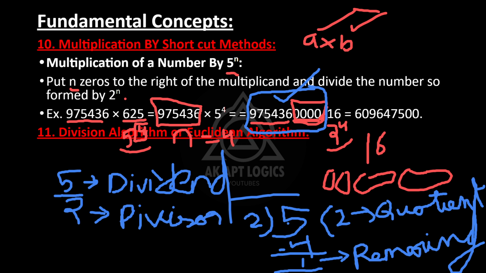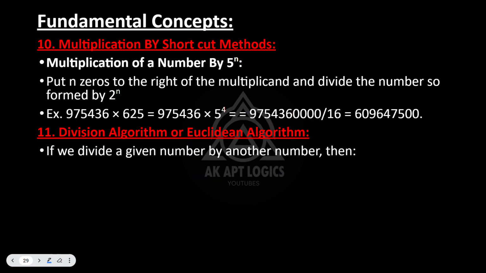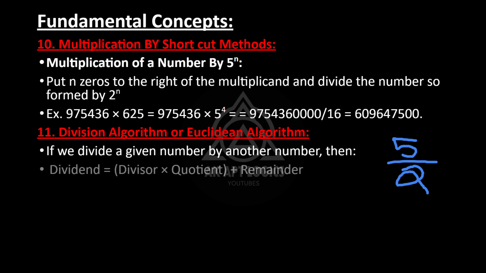So now if you multiply divisor into quotient and add the remainder, you will get the dividend, right? 2 into 2 is 4, 4 plus 1 is 5. So this is the division algorithm rule, or Euclidean algorithm. If I divide a given number by another number, here we have done 5 divided by 2, then dividend equals divisor into quotient plus remainder. We got quotient as 2 and remainder as 1, right?